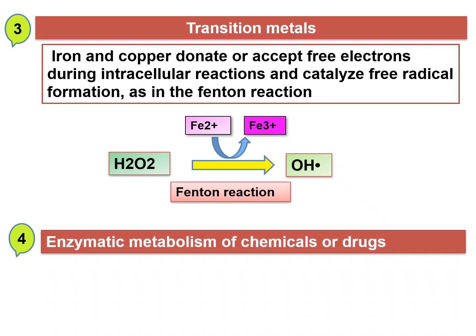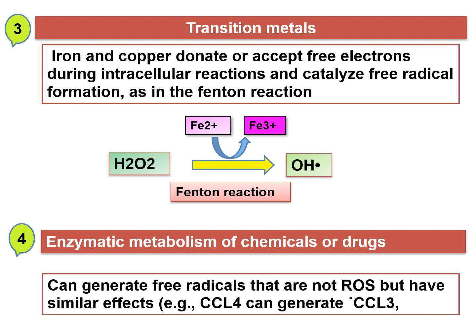And the fourth mechanism is enzymatic metabolism of chemicals and drugs. Certain chemicals like carbon tetrachloride are able to generate free radicals which are not reactive oxygen species but have a similar effect. An example is carbon tetrachloride. It can generate CCl3, which is a free radical, causing damage to the liver.